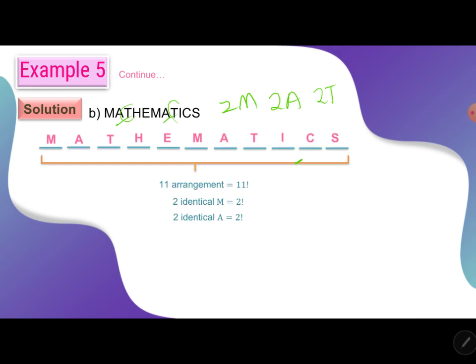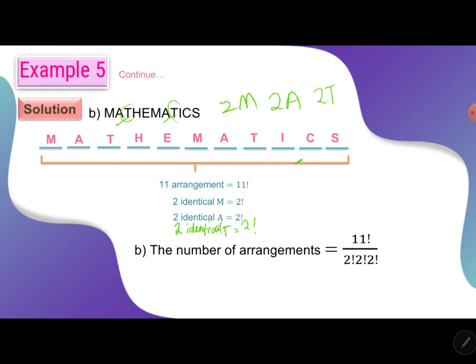So how many letters are in MATHEMATICS? If we want to arrange all, it will be 11 letters. So we arrange 11 letters, and we have to divide by 2 identical M's, 2 identical A's, and 2 identical T's, each equal to 2 factorial. So the answer will be 11 factorial divided by 2 factorial, 2 factorial, 2 factorial. Okay, so the answer is 4,989,600. Wow.